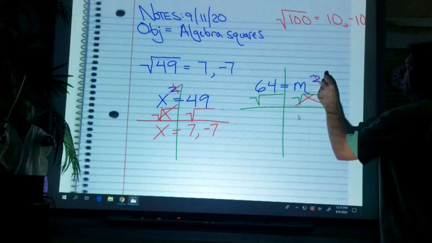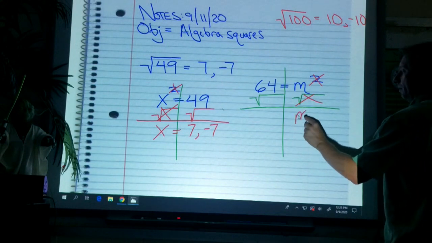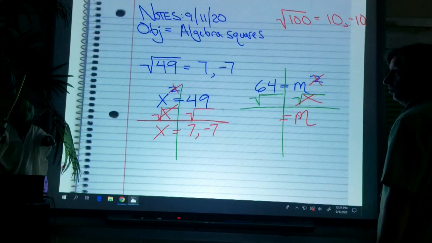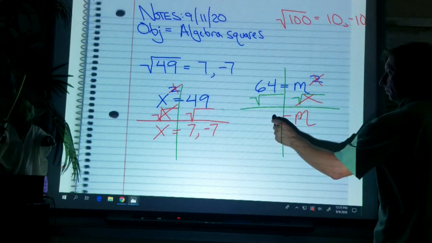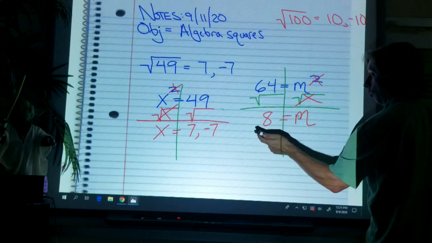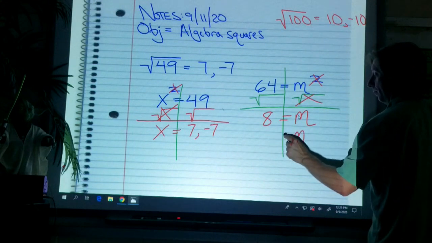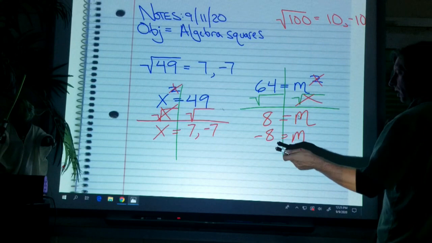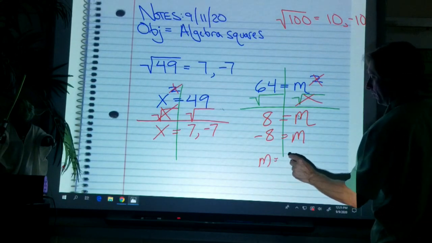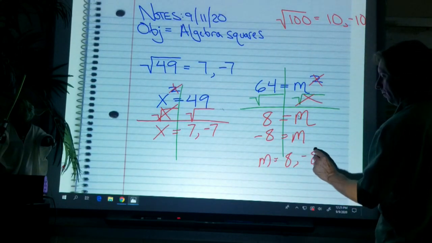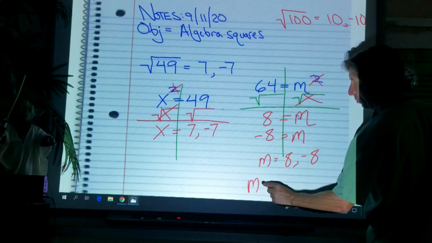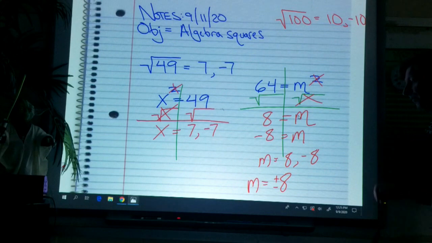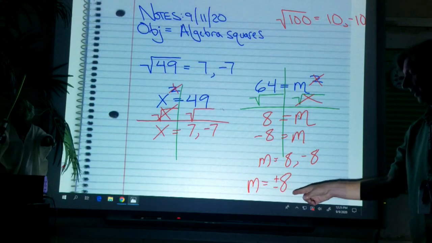These cancel out, and I get m equals, what times what is 64? Not 32, it's 8, right? So the answer is 8, or negative 8, right? Either of those are correct answers. There's a couple ways to write this. You could write m equals 8, comma, negative 8. Or you could write m equals 8, and put a plus and a minus by it. That means positive 8 and negative 8.